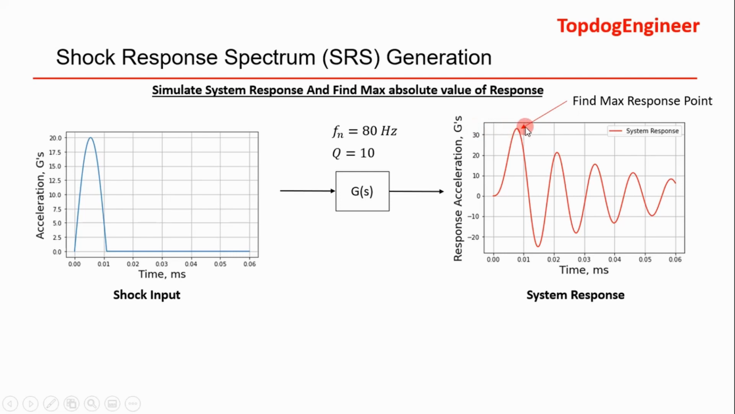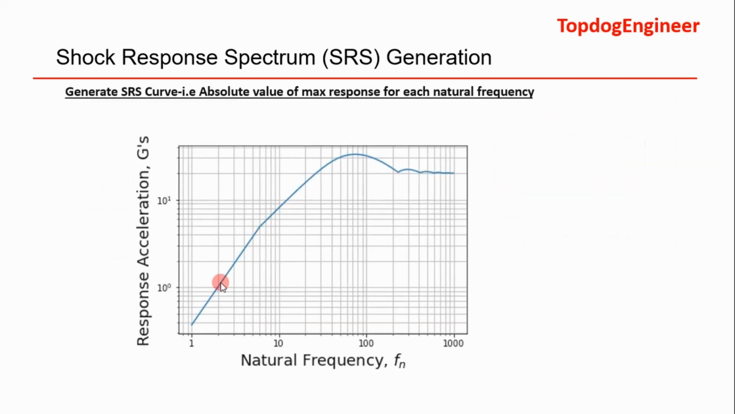I want to store that, and then I want to run several different frequencies. Just change the natural frequency and then get the peak response and then plot them. So then I plot the peak acceleration responses versus the natural frequencies, and then you have your SRS curve. So it's that simple. So now we're going to step into the Python programming to show how simple it is to derive an SRS curve for any given shock pulse.